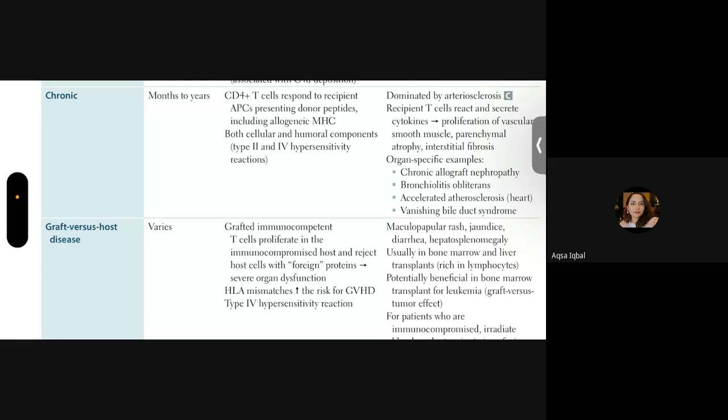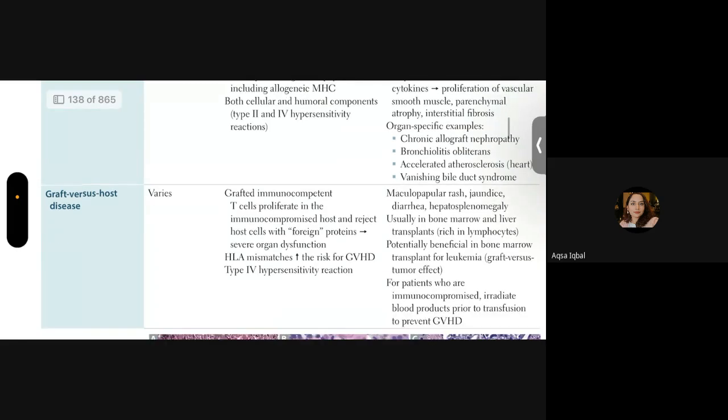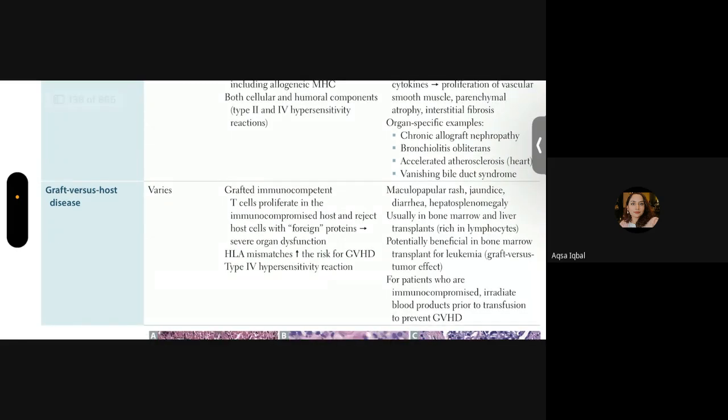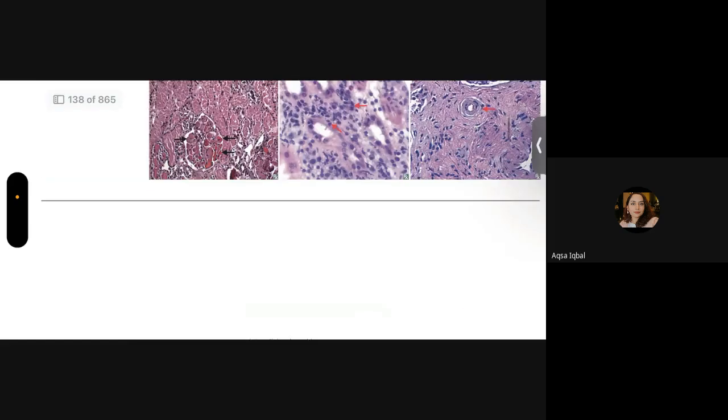So for patients who are immunocompromised, irradiate the blood product prior to transfusion to prevent GVHD. GVHD is graft versus host disease. So if an individual is already immunocompromised, you never would do a transplantation, specifically of your liver or your bone marrow, in that individual, because we can have chances of getting graft versus host disease. Is it clear? It's type 4 hypersensitivity.